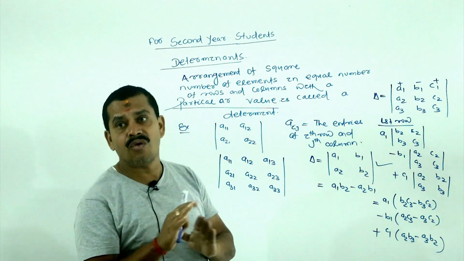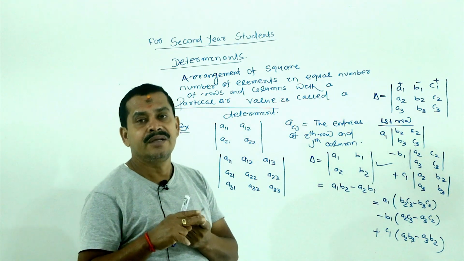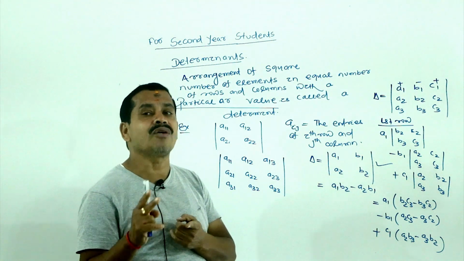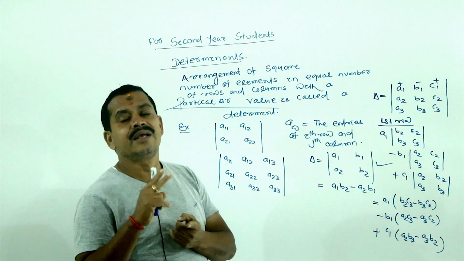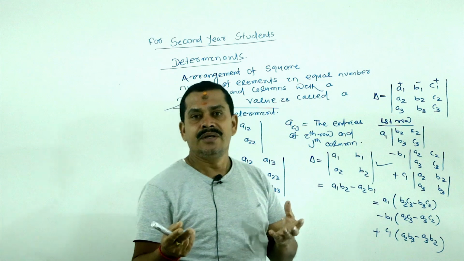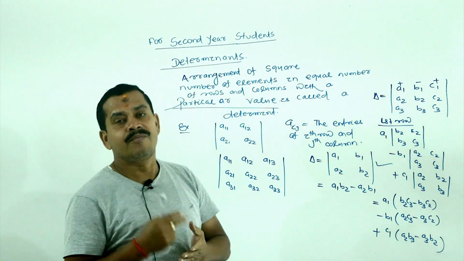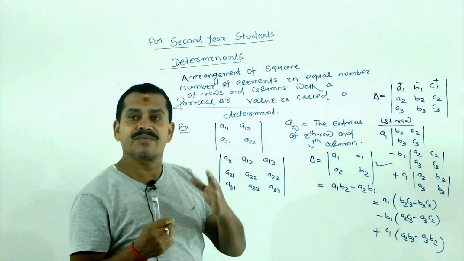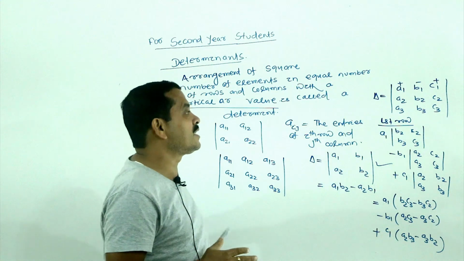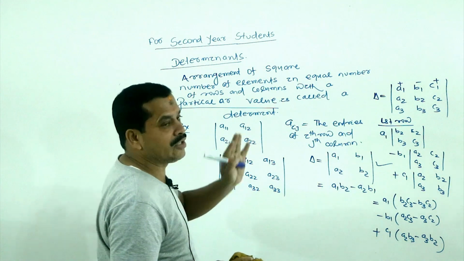But a matrix has no value. That is the basic difference between a matrix and a determinant. A determinant is a value which is arranged in an equal number of rows and columns. But a matrix is only an arrangement of elements in rows and columns. Any number of elements can form a matrix, but a square number of elements forms a determinant. This is the basic difference between the matrix and determinant. This is all about the expansion of a determinant.